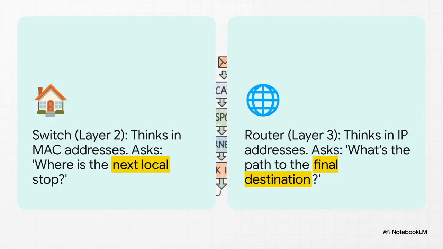A switch works at layer 2. It only thinks about the local neighborhood. It uses those MAC addresses to ask, where's the next immediate stop? A router, on the other hand, is a layer 3 device. It thinks about the big picture, the final IP address, and its job is to figure out the best long-distance route across the entire internet.